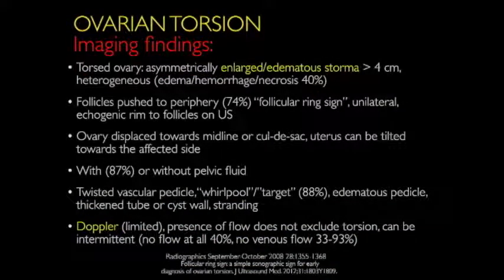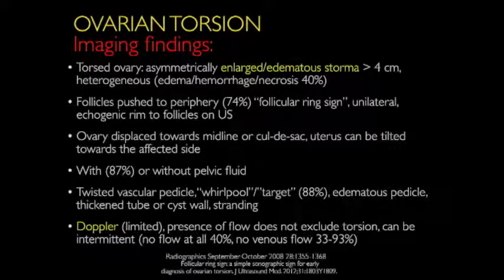So we are looking for asymmetry. One of the ovaries has to be enlarged, and it's a very characteristic enlargement. The stroma gets very engorged and edematous, and pushes the follicles to the periphery. Sometimes the follicles can have a little bit of an echogenic ring sign around them. Also, the ovary can be displaced anterior or posterior to the uterus.